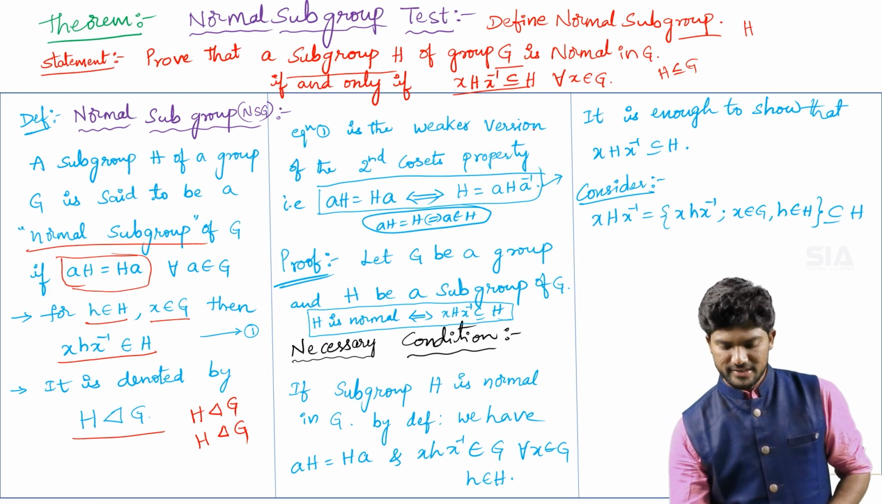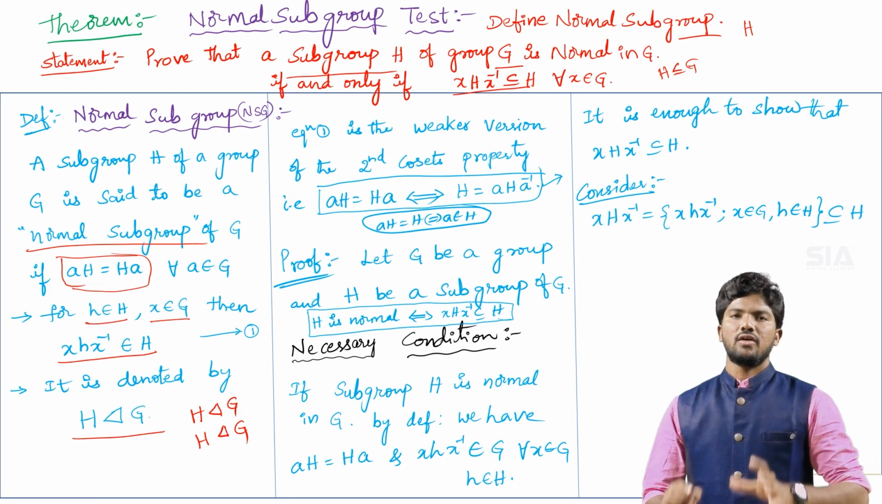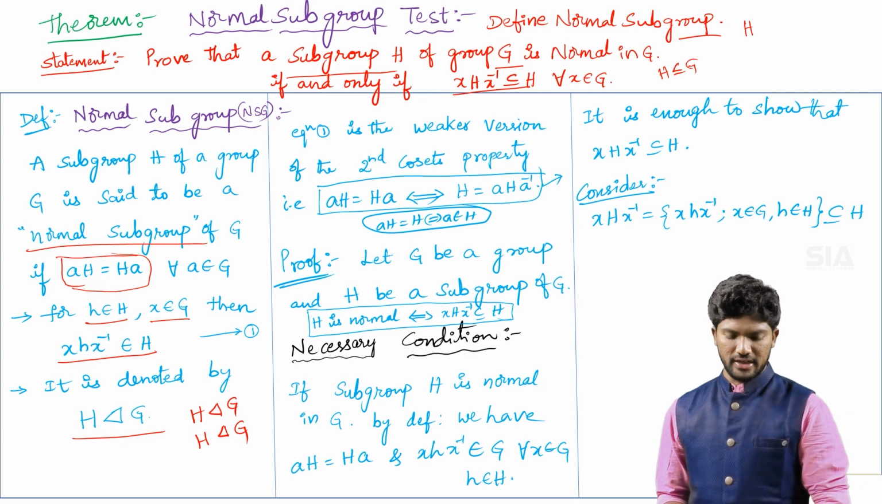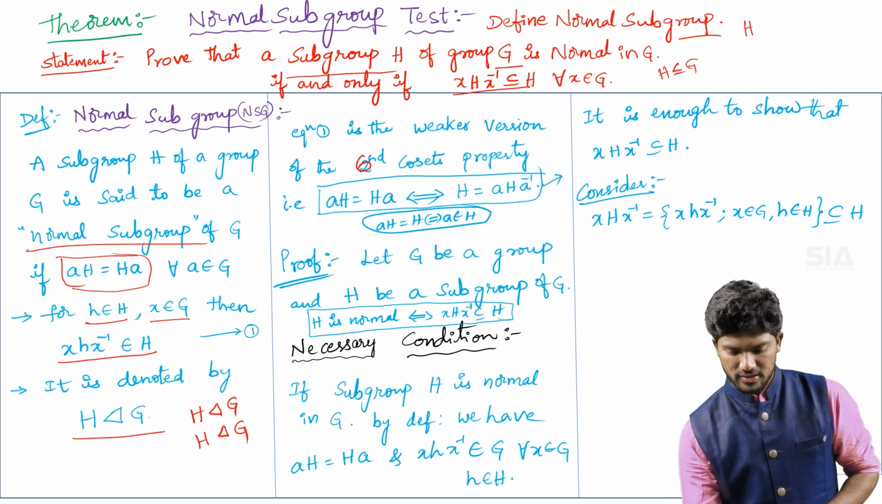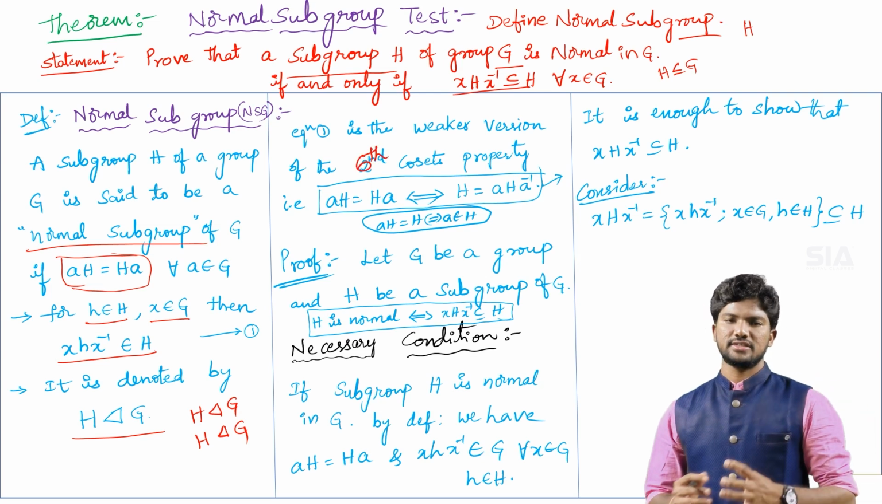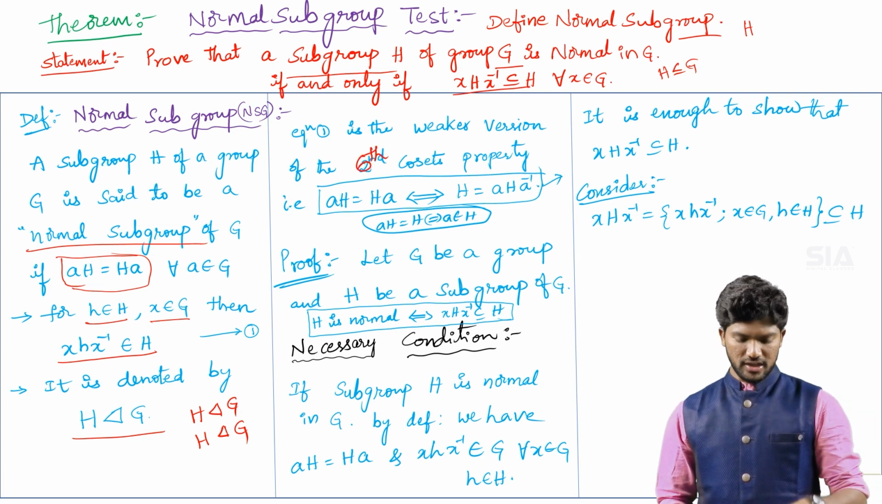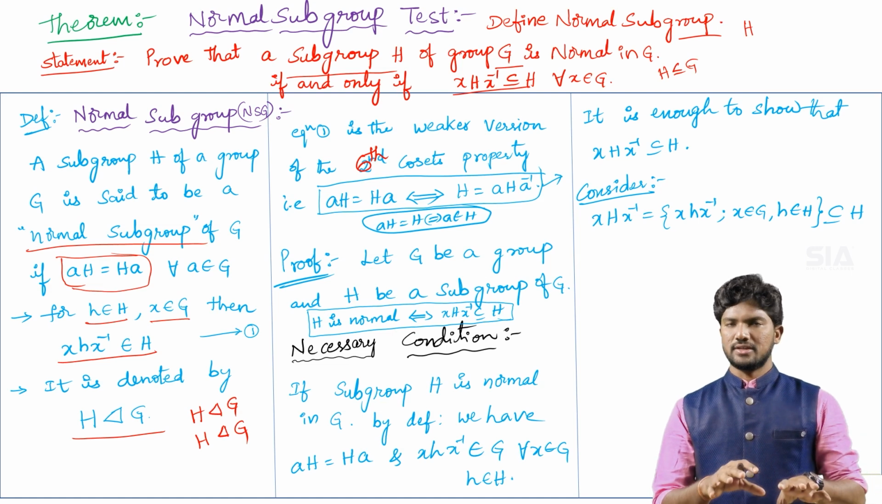Here equation 1 is the weaker version of one of the coset properties, that is aH is equal to Ha if and only if H is equal to aHa inverse. That is the sixth property, sixth coset property. So now this is the definition of the normal subgroup.